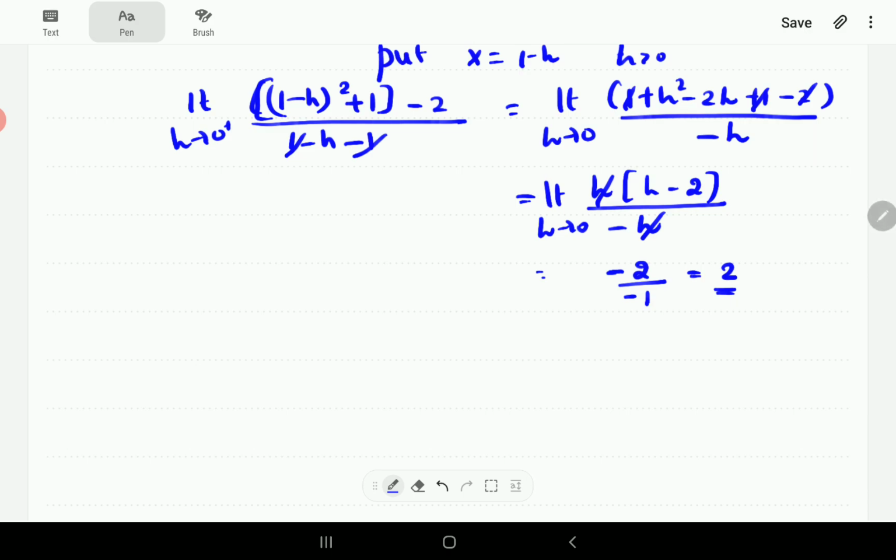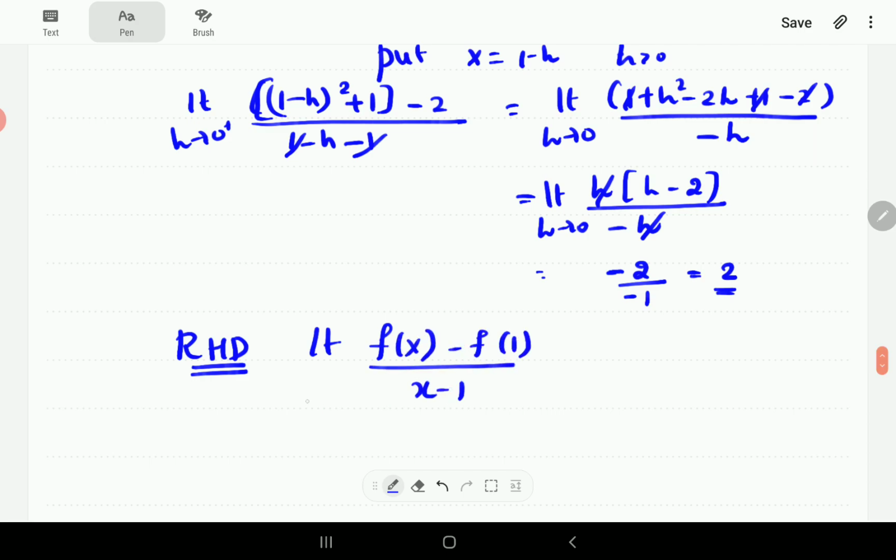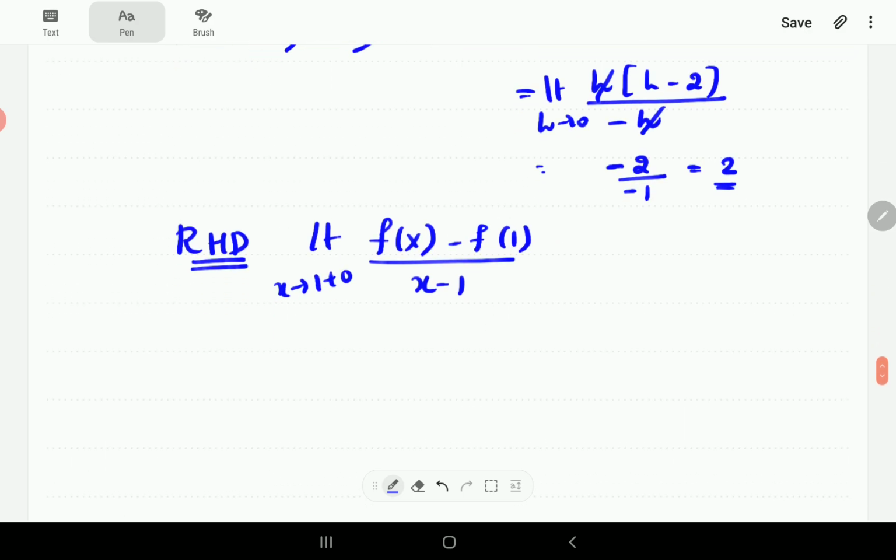So similarly, let us find out the right hand limit. For the right hand limit, by the definition, the limit of f of x minus f of 1 upon x minus 1 as x tends to 1 plus 0. So what is our function for x greater than 1? The function is 3 minus x. So this is 3 minus x, f at the point 1 is 2, and this is x minus 1, limit as x tends to 1 plus 0.